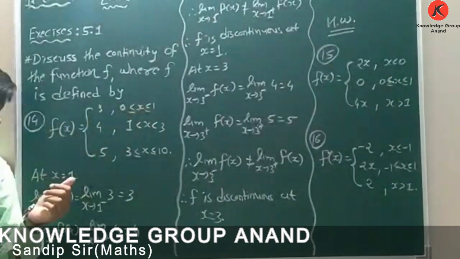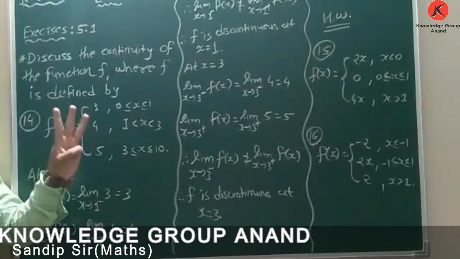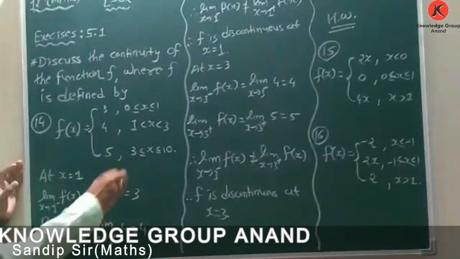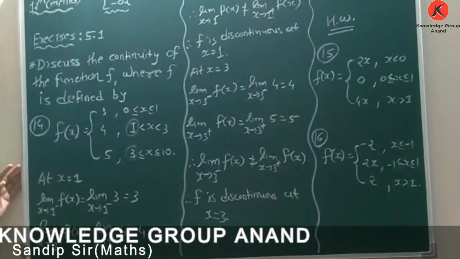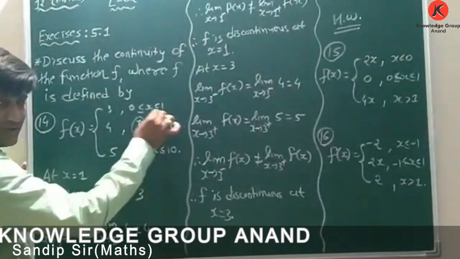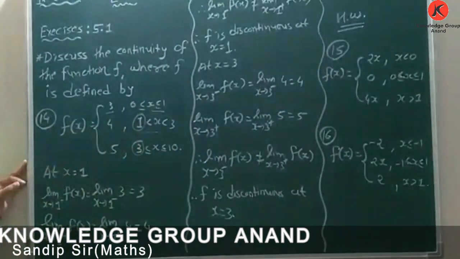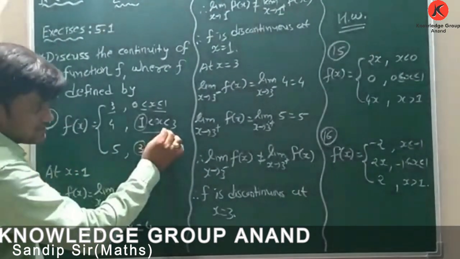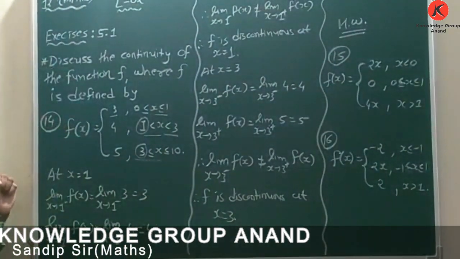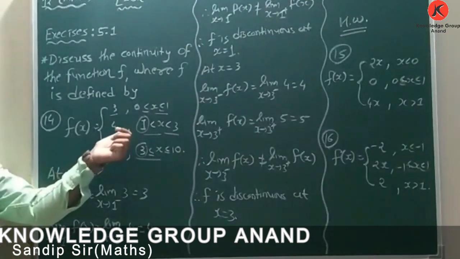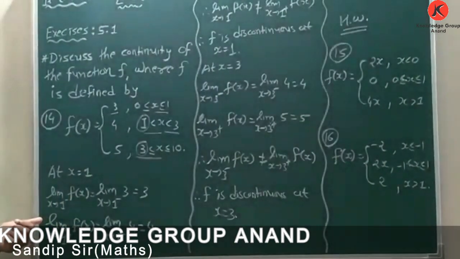Okay, three values are given, so you have to check the continuity at points 1 and 3, because here for x less than or equal to 1 a value is given, and for x greater than 1 also a value is given. Same way, for x less than 3 a value is given, and for x greater than 3 also a value is given. So you have to check at x is equal to 1 as well as x is equal to 3 whether the function is continuous or not.